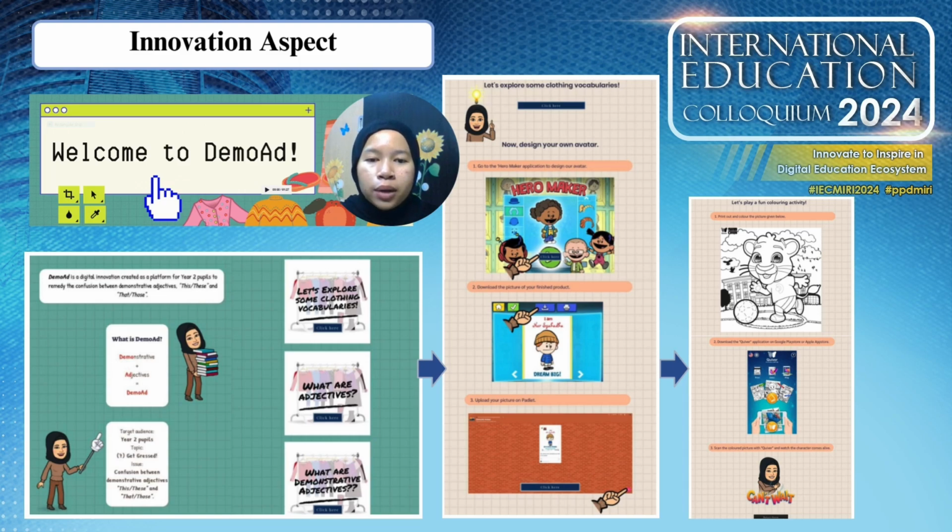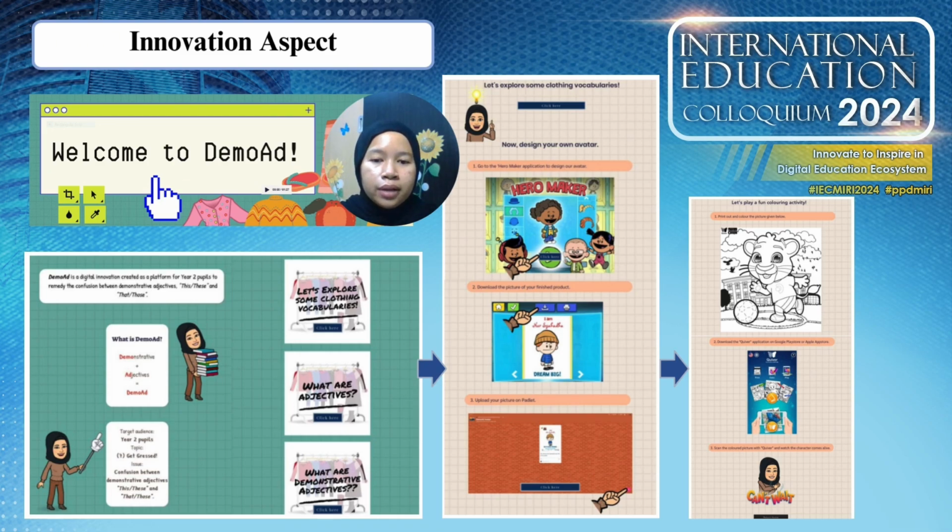Then when you click on the first one, it will guide you into Canva, where you will learn new vocabulary about clothing. Once you're done learning the vocabulary, you'll go back into Wix, where it is all compiled, and then you'll go to the next activity, where you'll be making your own avatar by using the Hero Maker application, and then upload it to Padlet.